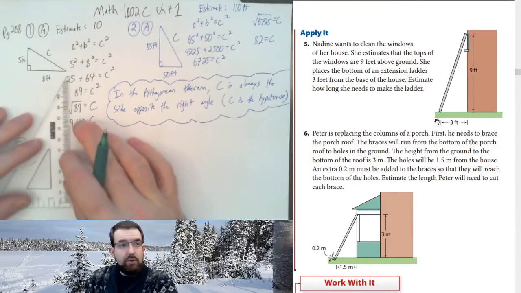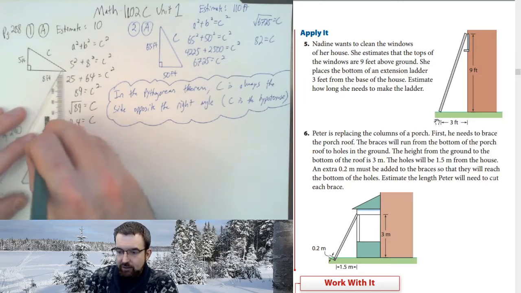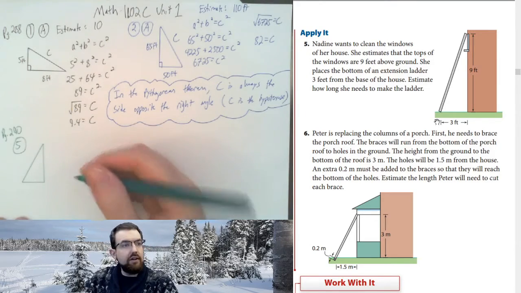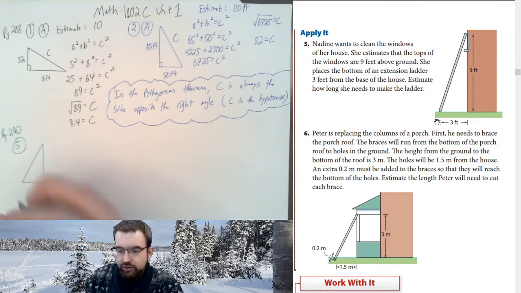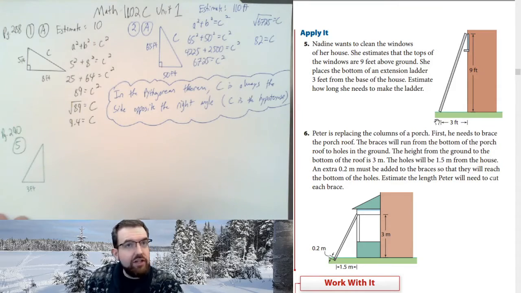Okay, so I generally do recommend drawing out a diagram for each of these ones, right? But that's just going to be our rough little diagram there, again using my triangle stencil. So this is going to be 3 feet here on the base, like it shows on there, and then 9 feet up there. So how long does our ladder need to be?